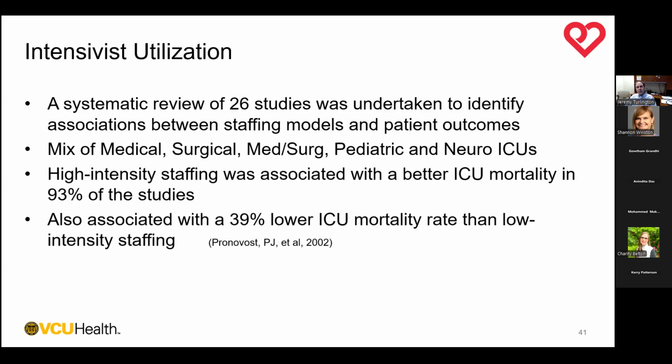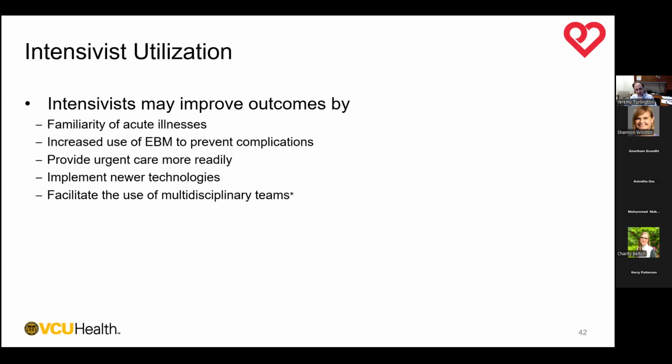So Pronovost and his colleagues did a systematic review of approximately 26 studies, mixing medical, surgical, pediatric, neuro. What they found is that in high intensity staffed ICUs, the mortality was better in nearly over 90% of these studies. They also found a lower mortality overall when you took all the studies combined, in the high intensity versus low intensity staffing models.